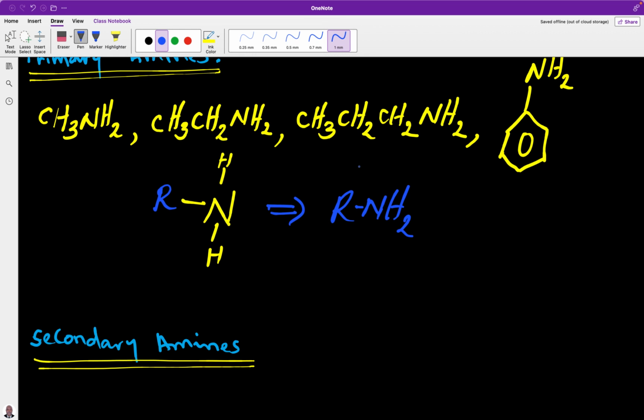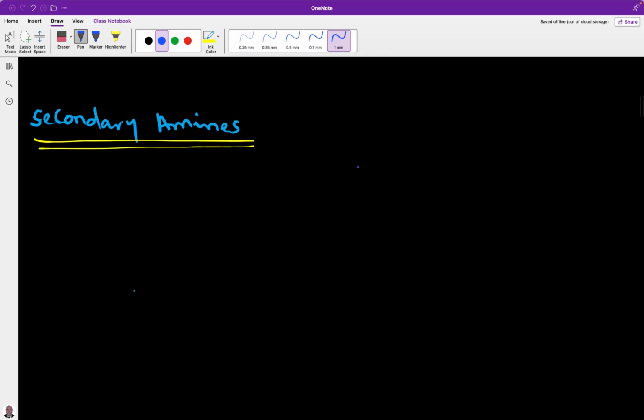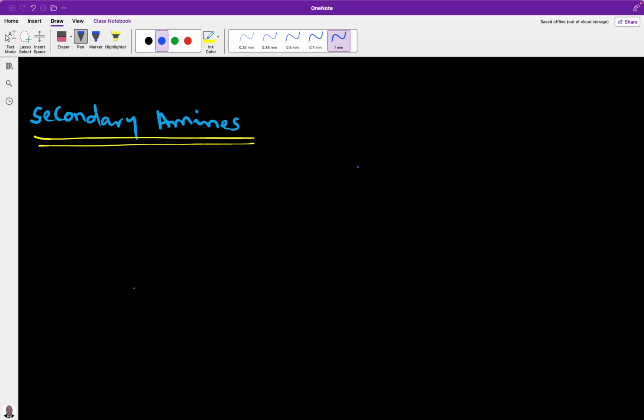Again, we go to secondary amines. Secondary amines have two alkyl groups or two aryl groups attached to the amino group. In that case, we will have something like this, with two of them attached there. As we said, we have a hydrogen, a hydrogen, and a hydrogen. When two of the hydrogens are substituted by an alkyl group or an aryl group, it gives rise to what we call a secondary amine.